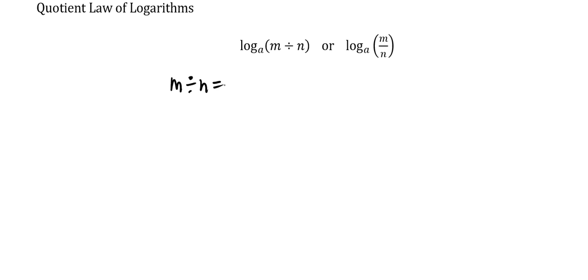What was the first step we did for the last one? We just replaced m and n with what they equal from above. So a to the x divided by a to the y. See if you can beat me to the next step.